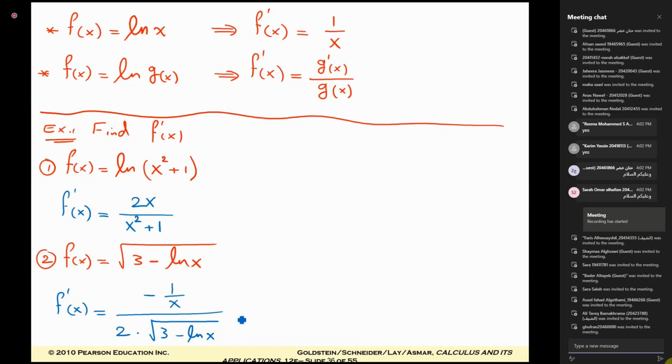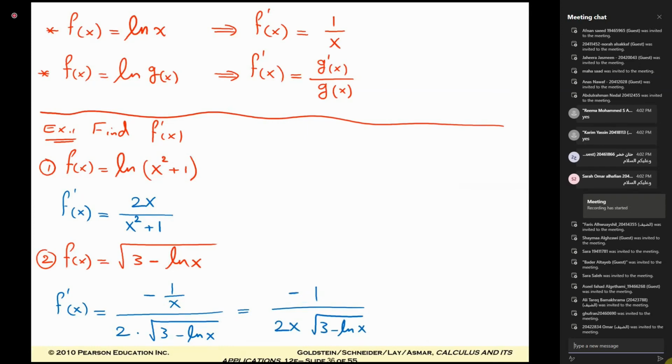We can put the x from the numerator in the denominator, so we have 2x radical 3 minus ln x, with negative. Okay. Any question?